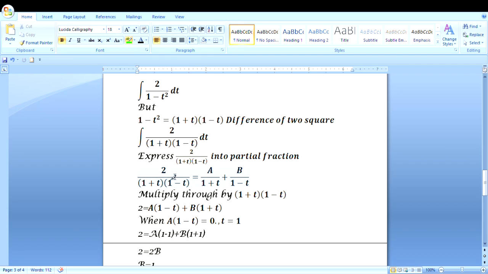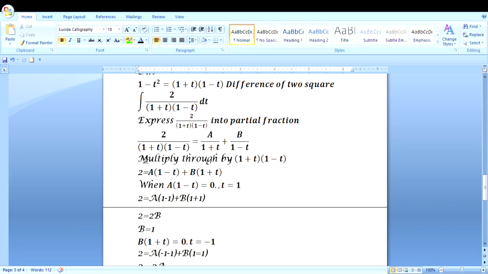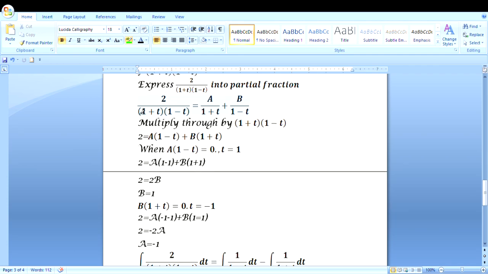Okay, once an expression is given like this, you can express it in the form of partial fractions, where the first denominator could be a over 1 plus t, then the other one is b over 1 minus t. Then for us to clear this fraction, we multiply through by the LCM, which is 1 plus t into 1 minus t. And when this is applied, this becomes 2 on the left hand side. And what is left here becomes a into 1 minus t, close bracket, plus b into 1 plus t.